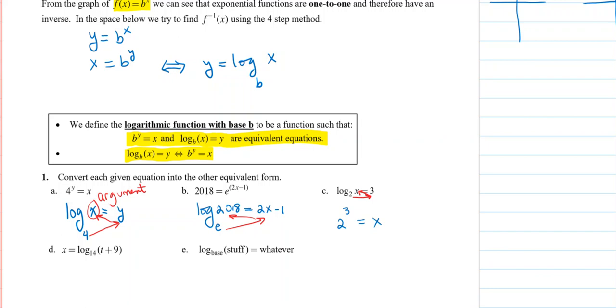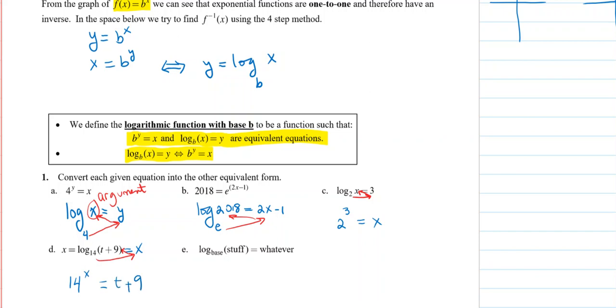For the next one, it's in log form again, and we want to write it in exponential form. The base is 14. And here, instead of having the log equal to something, it's something equals the log. So if it helps you visually, put it on this side, equals x. And then we can use that visual again. The base raised to that power equals the argument. So we get 14 to the power x equals t plus 9.